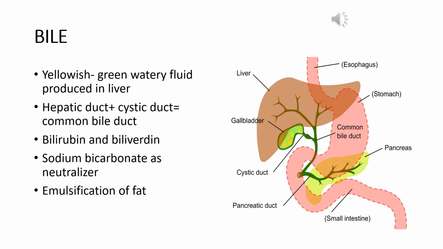Bile also has the main role in emulsification of fat. Emulsification of fat means the bile breaks the fats into smaller droplets. So the surface area is increased and more enzymes can act on the fat droplets or fat molecules so that they can be turned into fatty acid and glycerol, which can be used by our body.